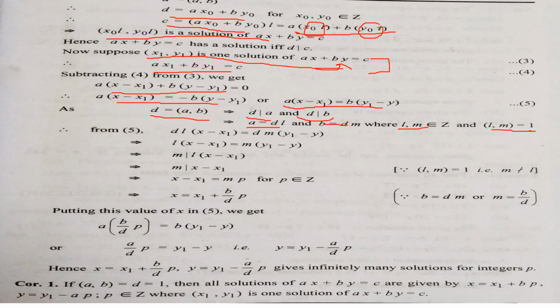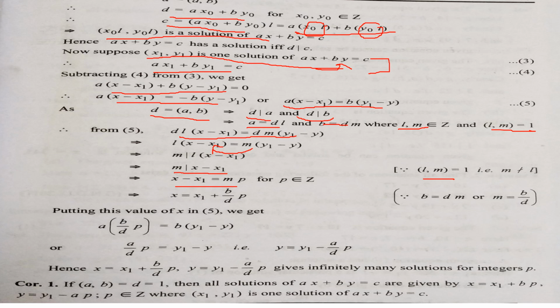So we will get this equation, this one. These cancel out from both sides. From this, we can say that this m will divide the LHS. So I can write that m divides x minus x1, because GCD of l and m is equal to 1. So I can write it like this.